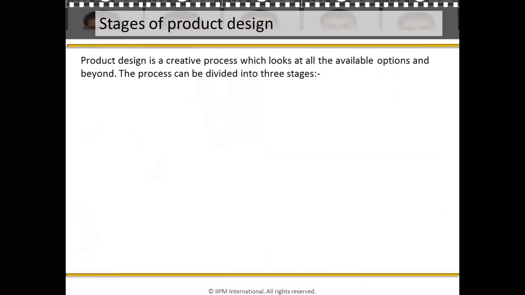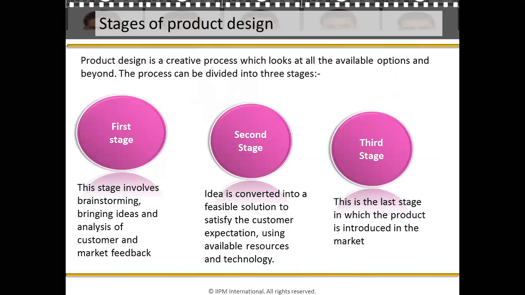Now, what are the stages in product design? Well, the first stage involves brainstorming, bringing ideas, and analysis of customers and market feedback. Then the second stage is where the idea is converted into a feasible solution to satisfy the customer expectation using available resources and technology. The third one is the stage where the product is introduced to the market.